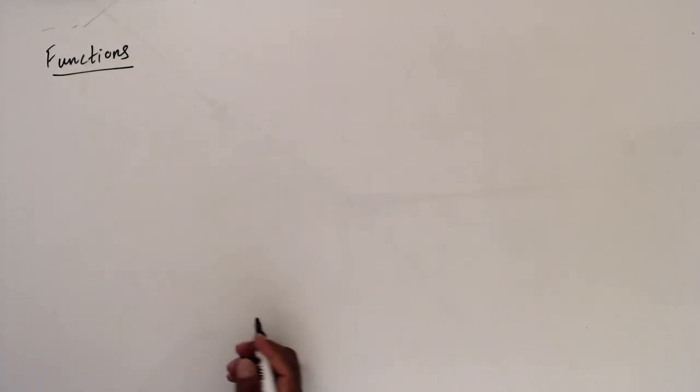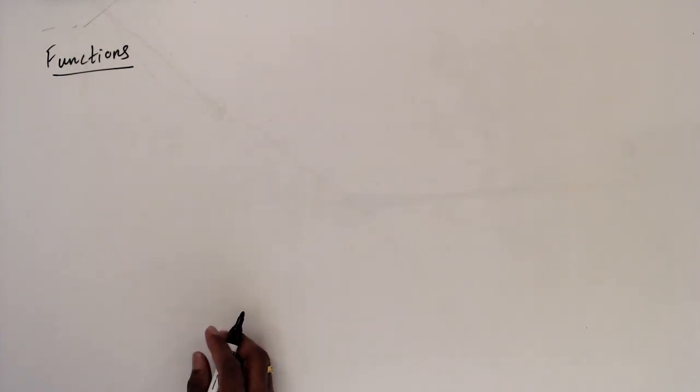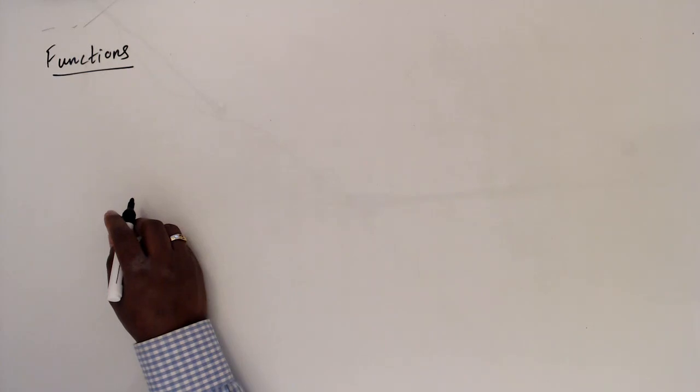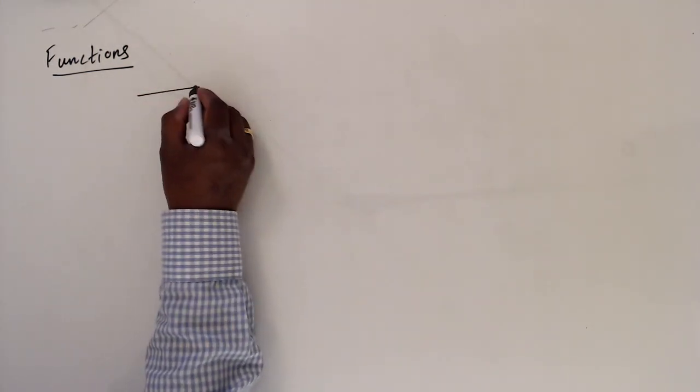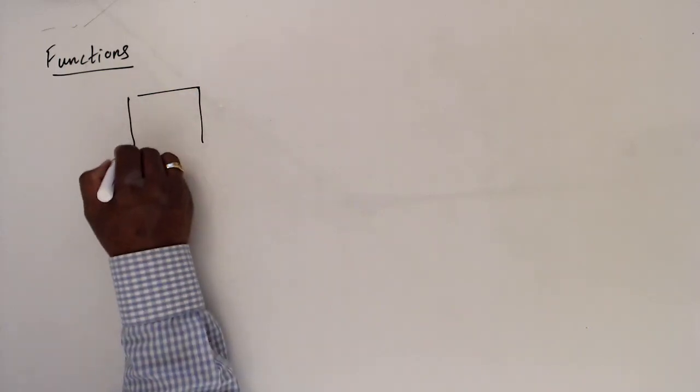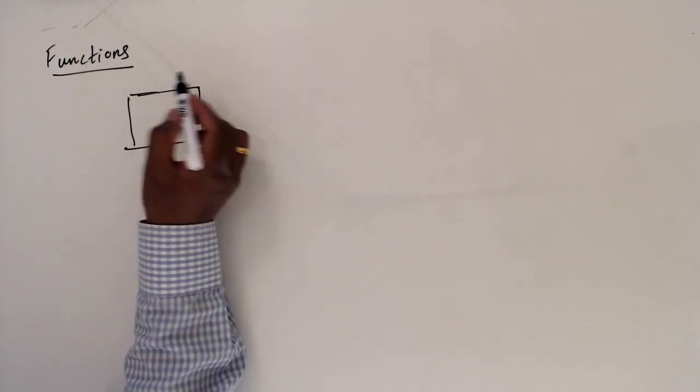Let's discuss functions. What is a function? A function looks like a machine. It looks like a smoothie machine. For example, let's say this is a smoothie machine.